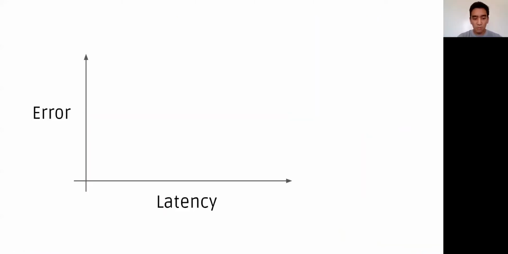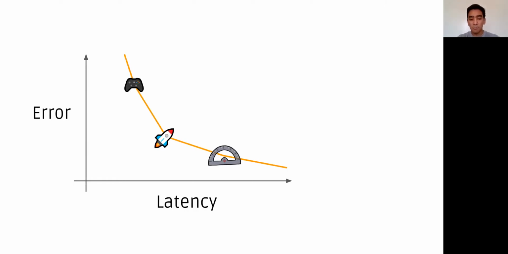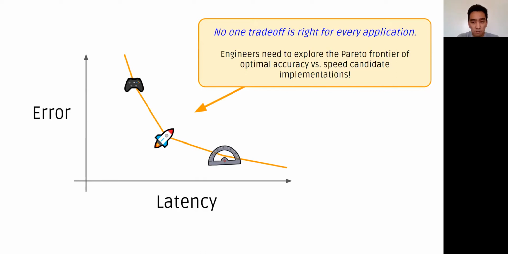So when writing numerical code, there are two things we try to minimize, error and latency. In certain scenarios, we want to minimize latency over error. In others, error over latency. And of course, there are other scenarios where we want something in between. So for any expression or function, we have a Pareto frontier of possible implementations. And the key is no one trade-off is right for every application. That is, we need to explore the Pareto frontier depending on the scenario.